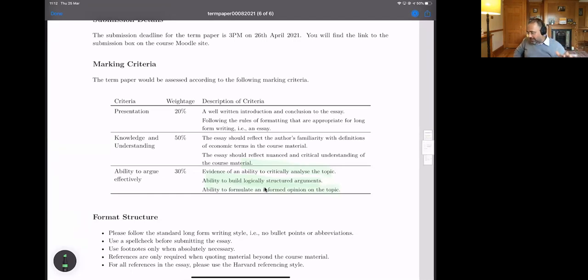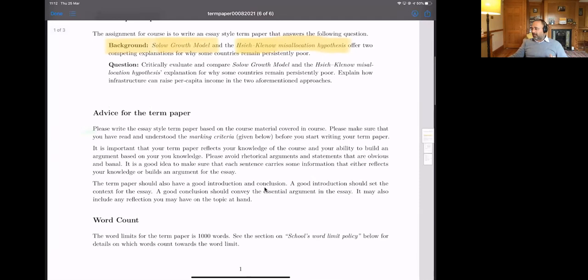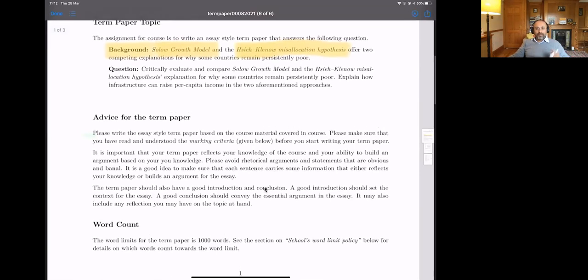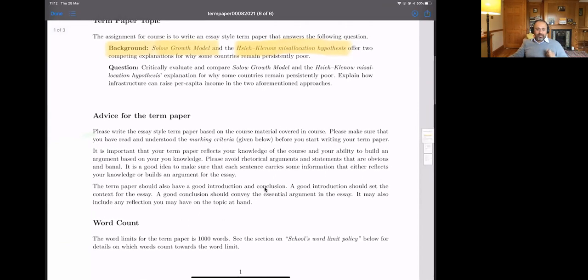I'm sorry, I hope I'm not being too emphatic. I'm just tired. But this is basically the format. So my advice would be to follow the marking criteria very carefully, read the material, try to understand it. And I've asked a question which reflects directly the debates that we've been having for the last 5 weeks in the course.